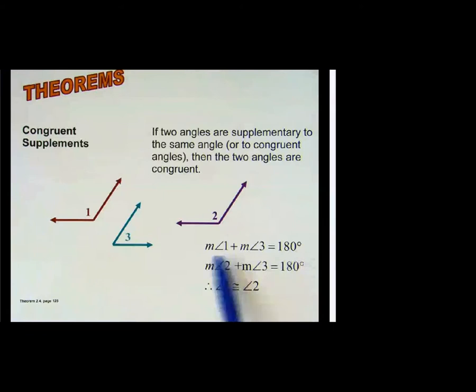By the transitive property, this is equal to 180. The second statement is equal to 180. Therefore, the first one is equal to the second one. Subtract angle 3's measure from both sides, and you're left with angle 1 is equal to angle 2's measure, and therefore they're congruent because of the definition of congruent angles.